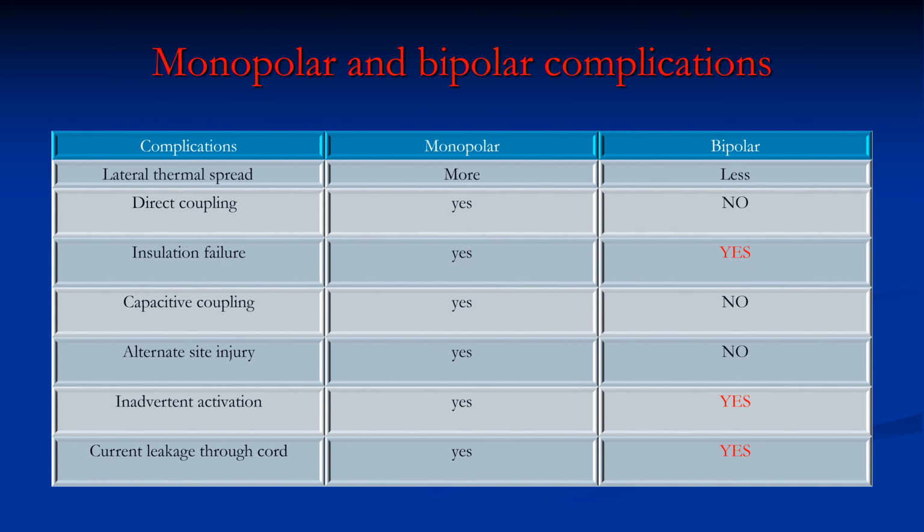In a simple comparison between monopolar and bipolar instruments, in general, bipolar instruments are safer than monopolar. Bipolar has less risk regarding lateral thermal spread, no risk of direct coupling, no risk of capacitive coupling, no risk of alternate site injury, but still has its risk regarding insulation failure, inadvertent activation, and current leakage through the cord. The message here: bipolar instruments are safer than monopolar. Both of them have risks, so we must be cautious while using the electrosurgical unit.